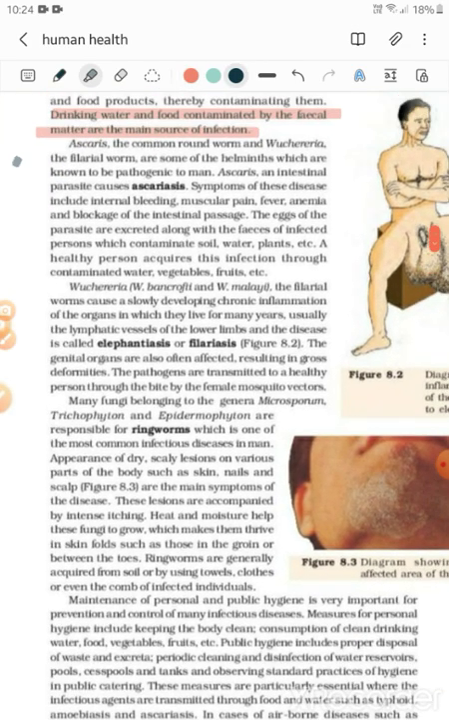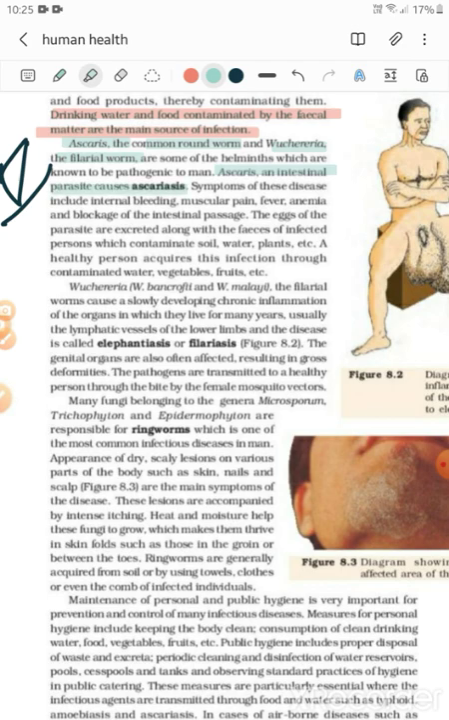Now the next one, the fifth one. Ascariasis, the common roundworm, and Wuchereria, the common filarial worm. We have to know what ascariasis is. The common roundworm and Wuchereria, the filarial worm, are some of the helminths which are known to be pathogenic to man. So now let's learn about ascariasis. The intestinal parasite causes ascariasis.